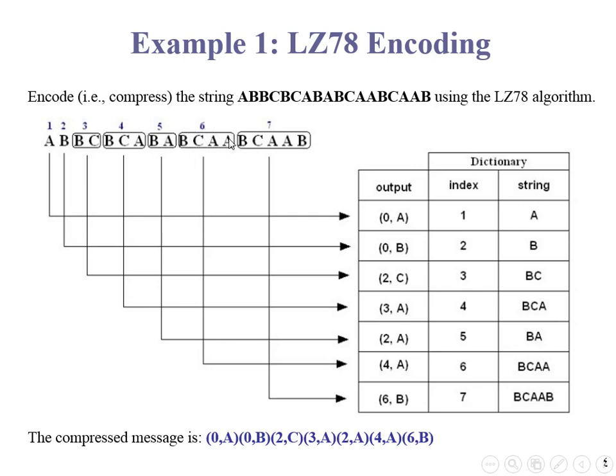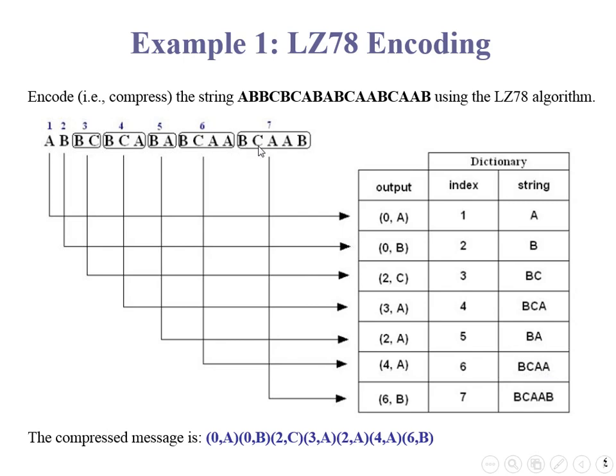So this new string has a prefix BCA. This prefix has an index 4. So the encoding for this new pattern will be 4 and A, and give it an index 6. This 6 represents a string BCAA.